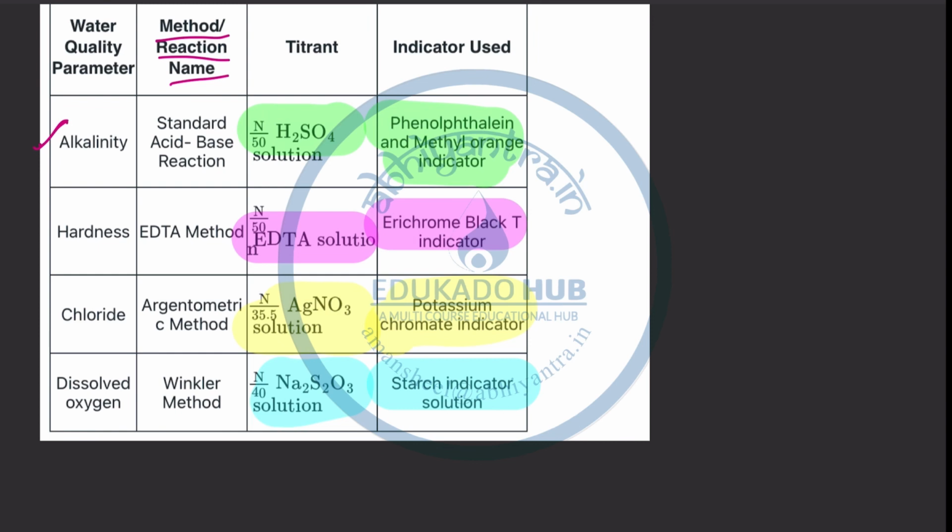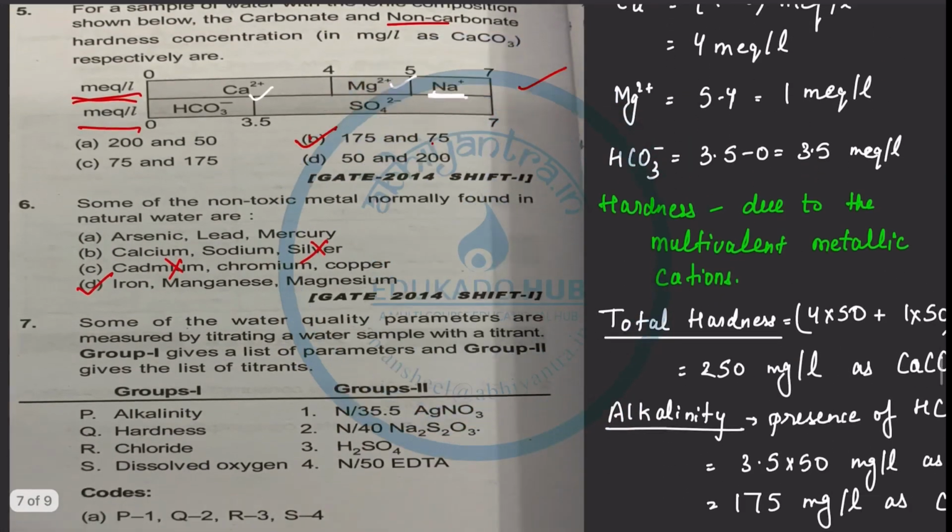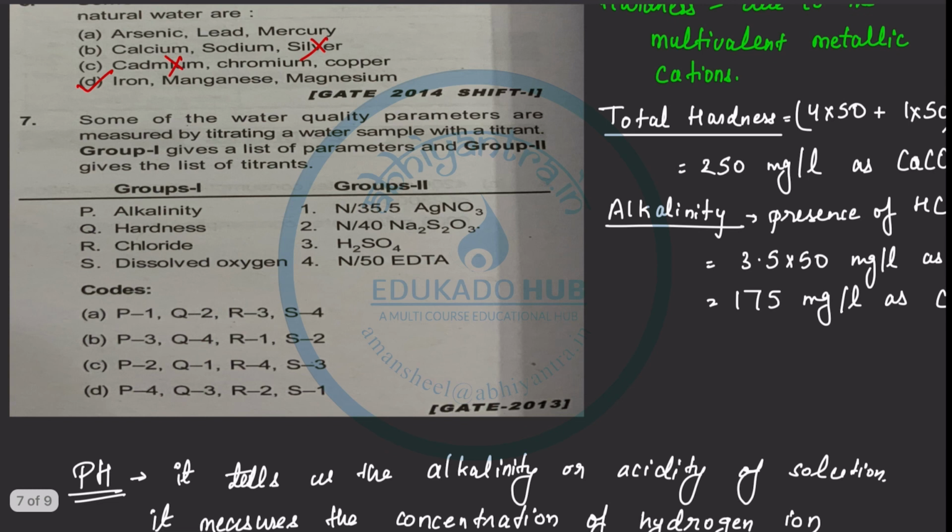So for alkalinity H2SO4, hardness EDTA, chloride AgNO3, dissolved oxygen Na2S2O3. So the option which matches, we can match it here. Alkalinity is H2SO4, hardness is EDTA, chloride is AgNO3, and dissolved oxygen is Na2S2O3. So 3, 4, 1, 2, option B. So the 7th question is like this.